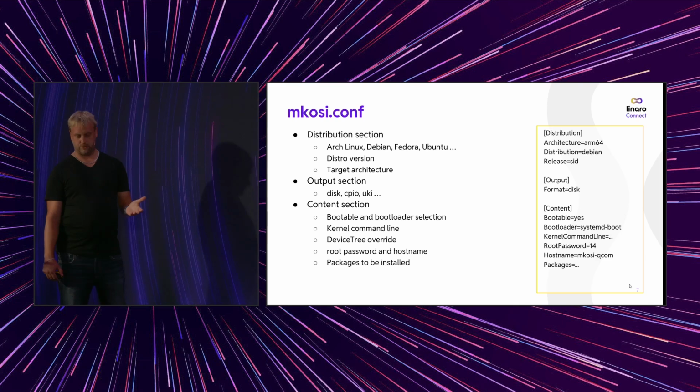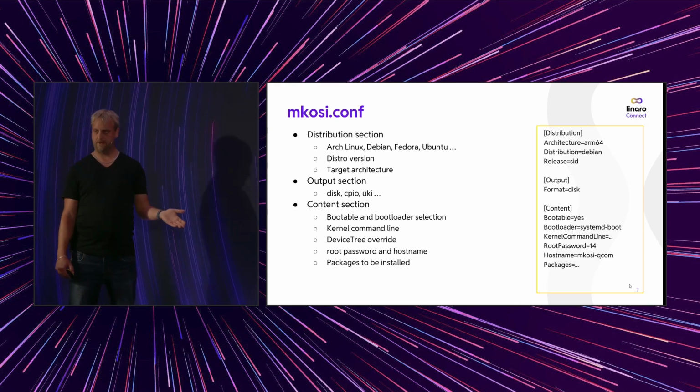In the output section, so we had the disk output. There is also an option to generate a CPIO archive or a UKI file. And I think you can generate, for example, a directory, so you just get all the system installed in a directory if you want to do some post-processing and things like that.